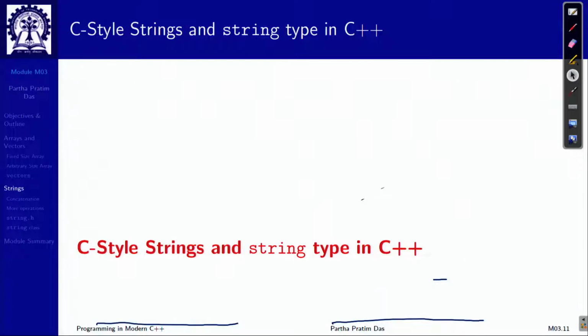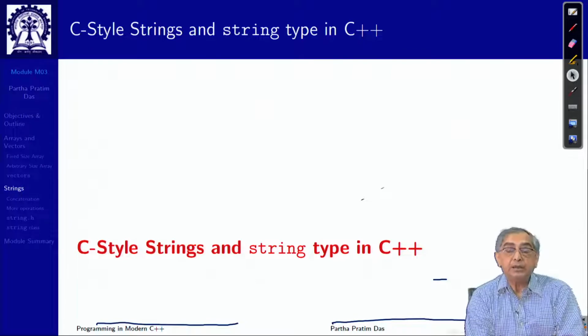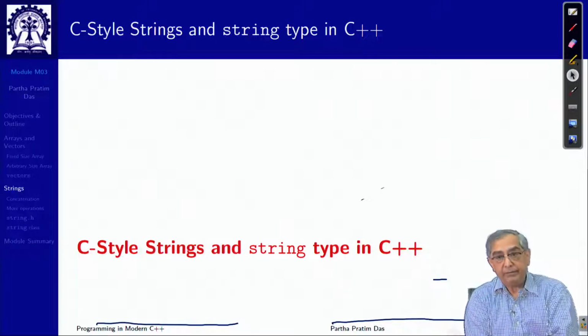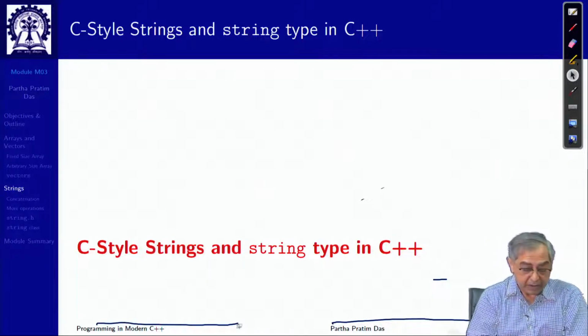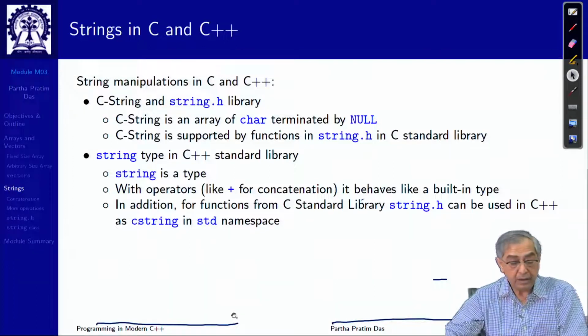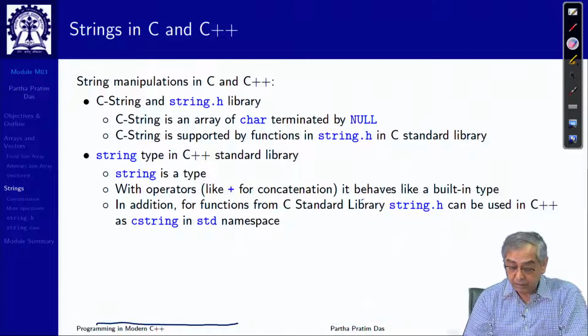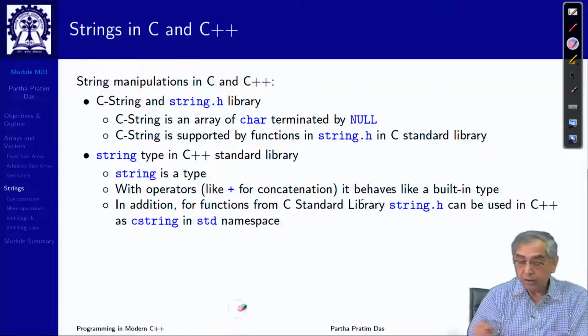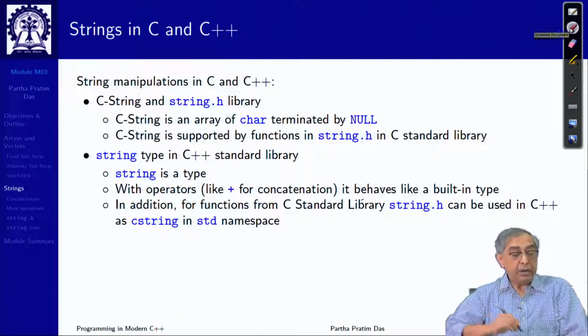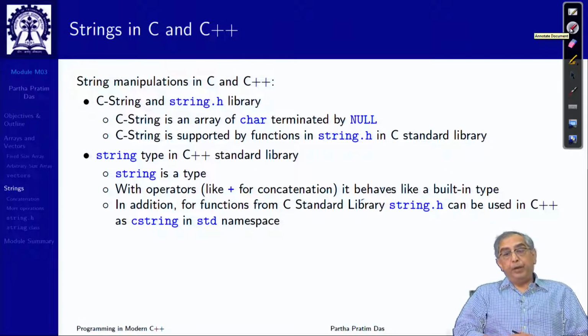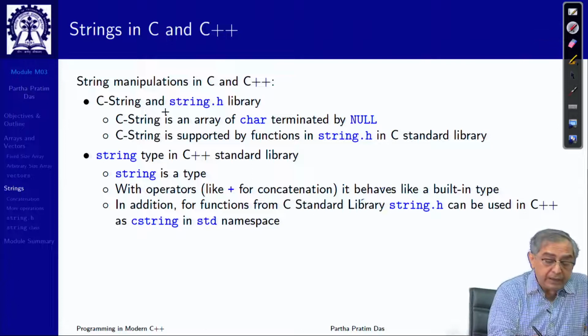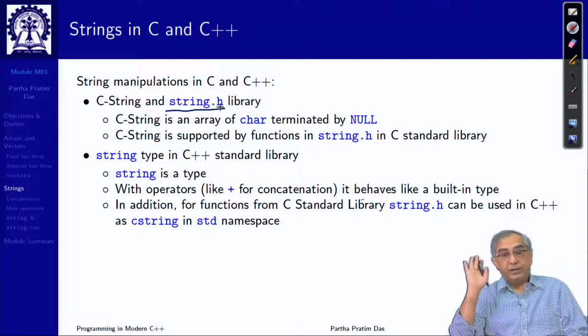Next, now move on to the next type, which is string. Strings we all know are heavily used. Strings will be manipulated in C and in C++. In C, as you know, we have string.h. All of you know this, I am sure.